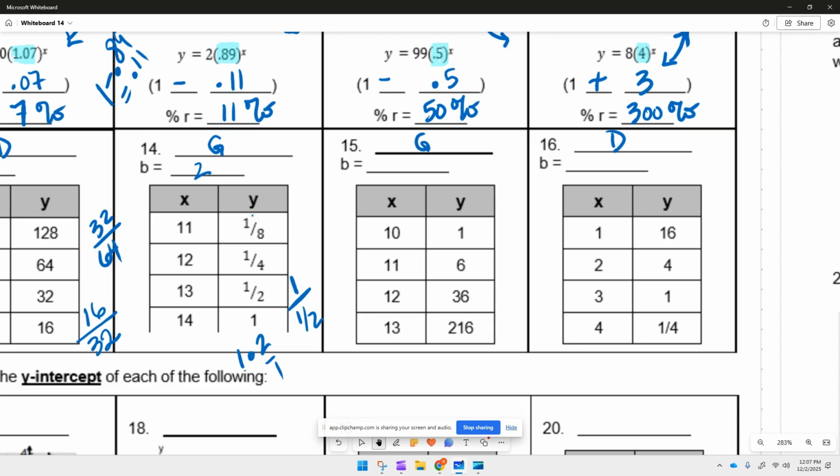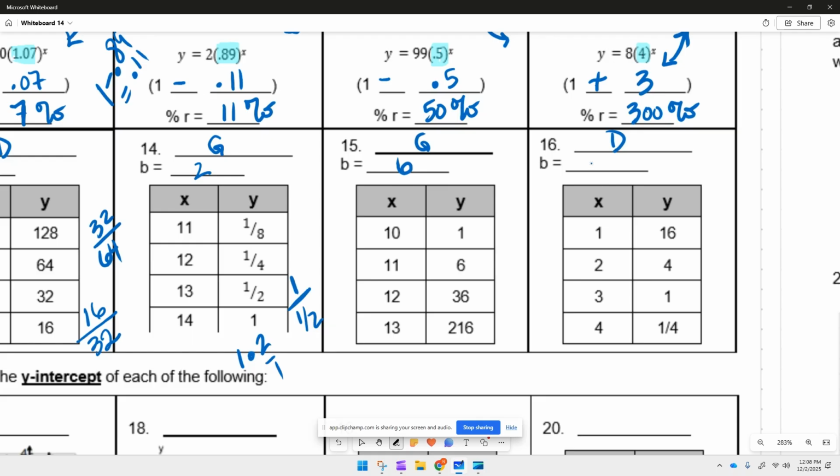Now, number 15, that's easy. I can do 216 divided by 36, 36 divided by 6, or 6 divided by 1, which means our B value is 6. Our B value is greater than 1. It's growth. We're good. We're going to do the same thing with number 16.